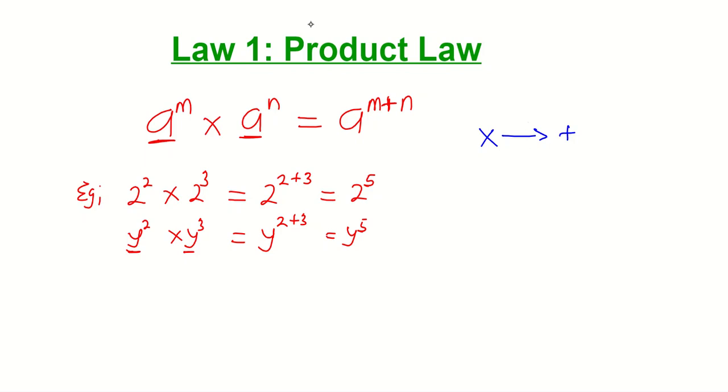So we move on to the second law, and with the second law we have the quotient law. The quotient law says that if we have a exponent m divided by a exponent n, provided the bases are the same, like what we see here, we are going to write one of the bases. And so we have a here. The bases are the same, and at the same time the bases are dividing. If that happens, we are going to subtract the exponents. And so we have m minus n.